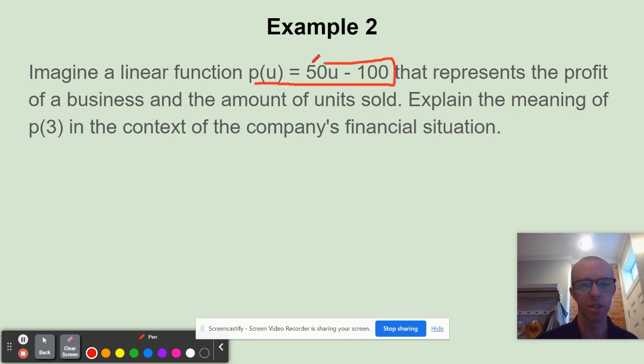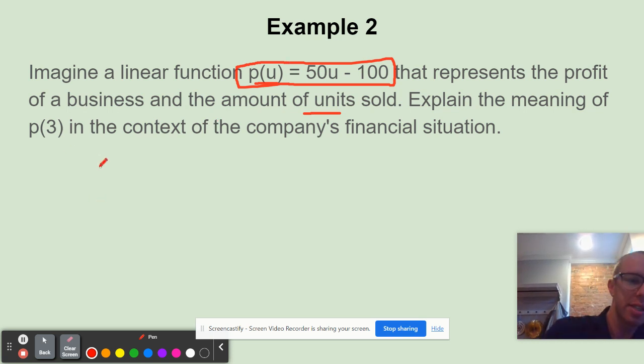Well, here's the function, right? Function named P, representing the amount of profit. We're going to input the amount of units into U, and it's going to output their profit. We input units, it outputs profit. So explain the meaning of the P of 3. First, let's find the P of 3.